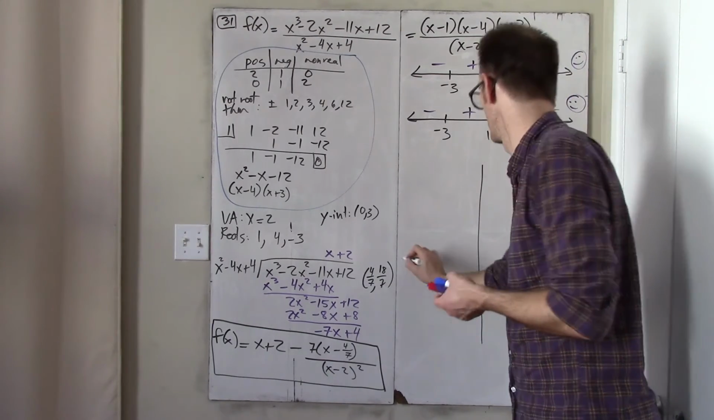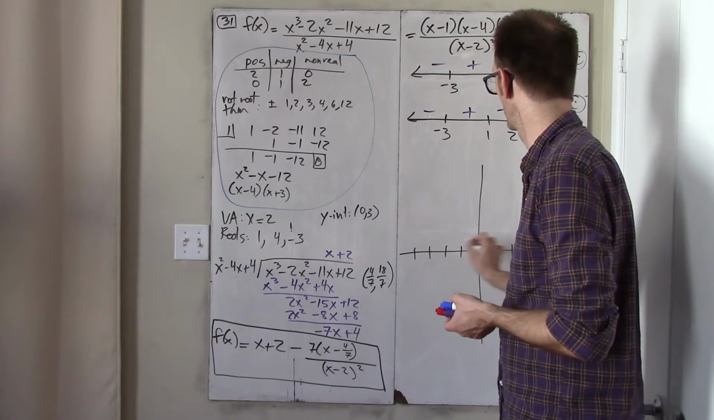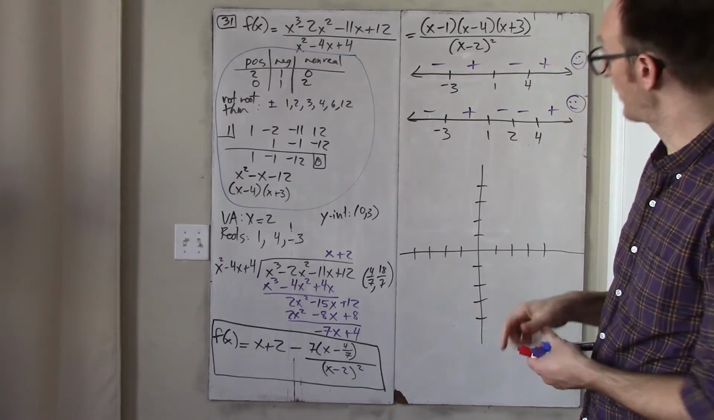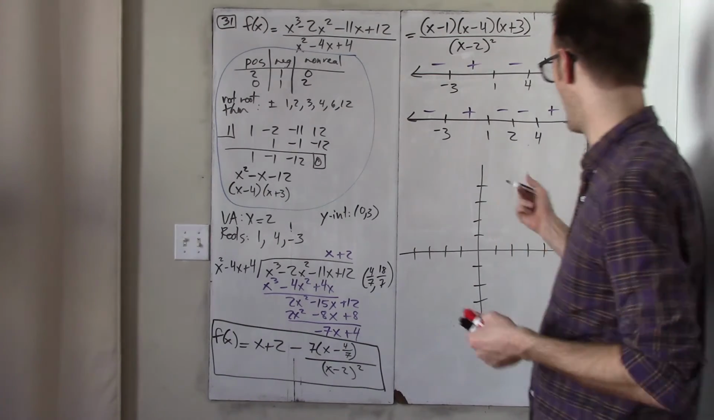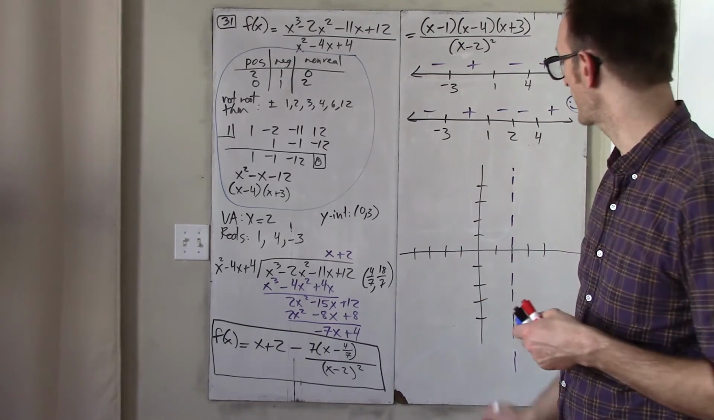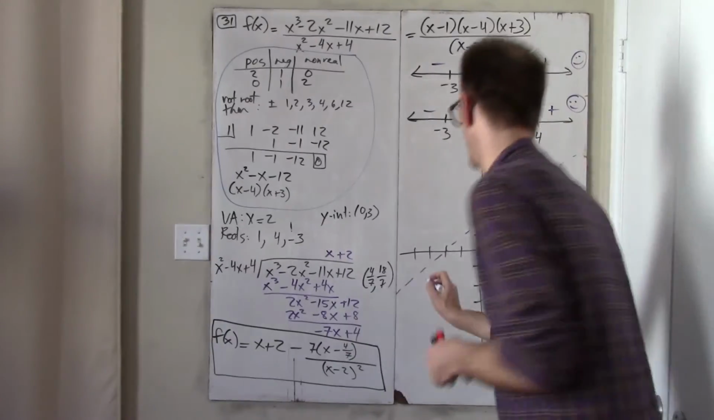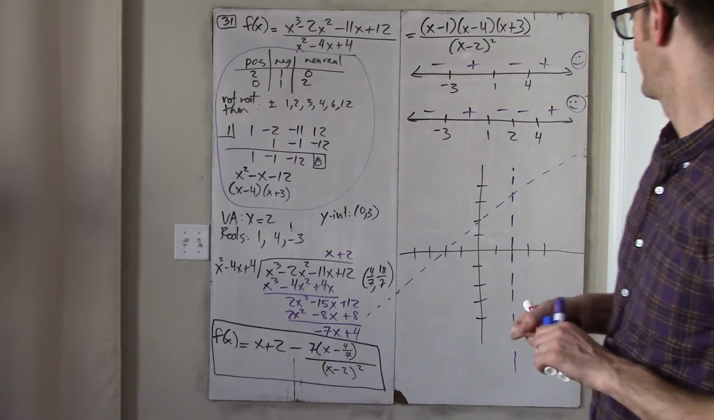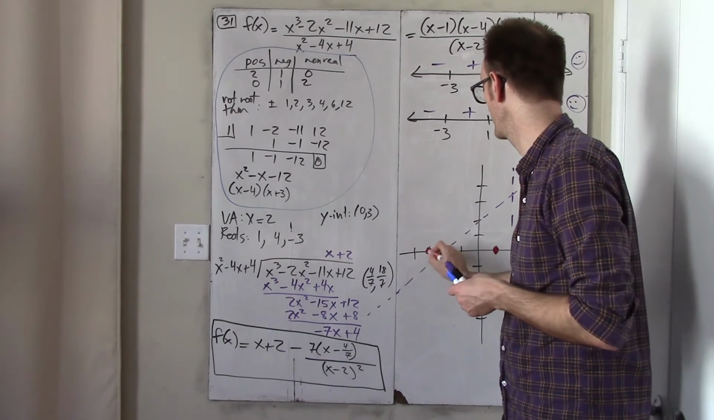Trying to pick a scale on the fly. Let's go. What do I know? There is a vertical asymptote at x equals 2, and there is a slant asymptote of y equals x plus 2. Right, what else? I have some roots. What are the roots? There's one at 1, there's one at 4, and there's one at negative 3.